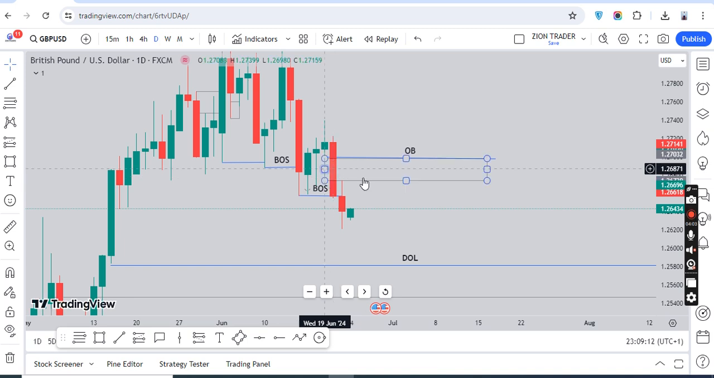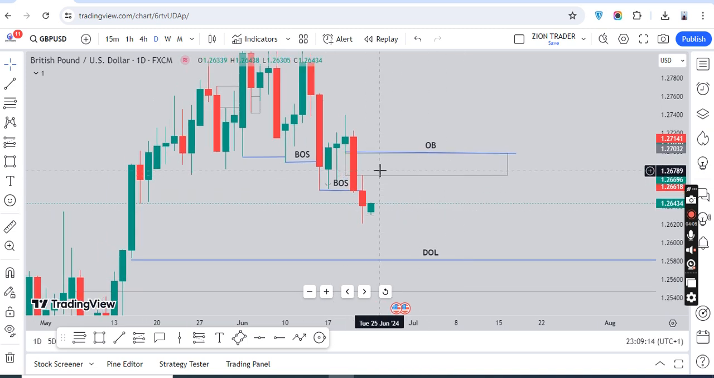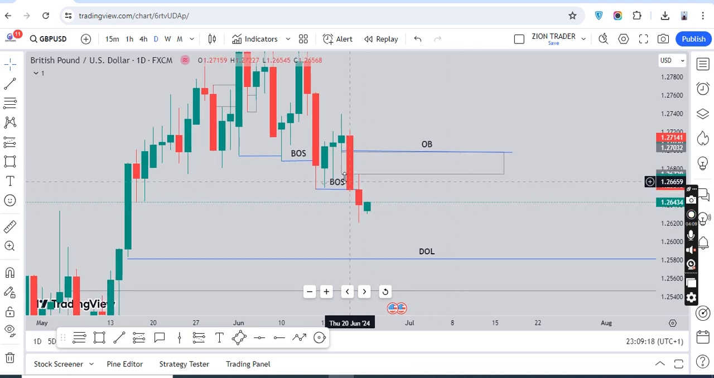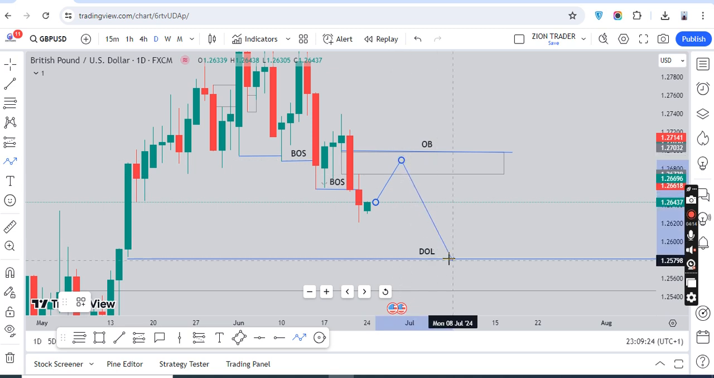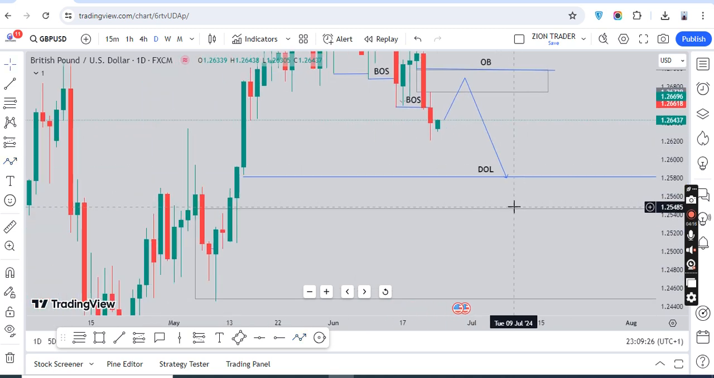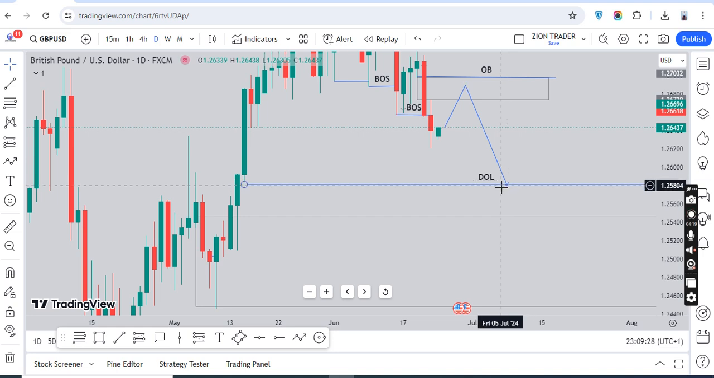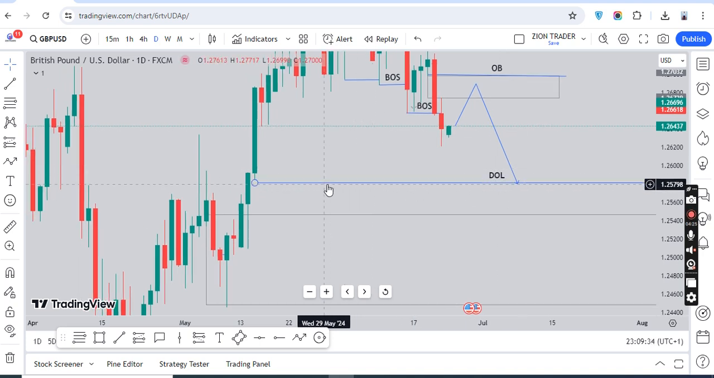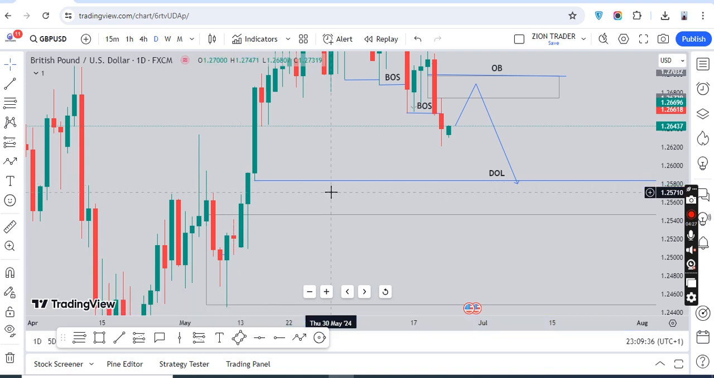We love to see price trade into this draw on liquidity here, which is the fair value gap on the daily time frame, and then before we see this sell expansion to the downside, right? So here, something like this. I consider this as my overall draw on liquidity. Maybe price could possibly trade into this draw on liquidity before the end of the week. So yeah, this is a fair value gap on the daily time frame.